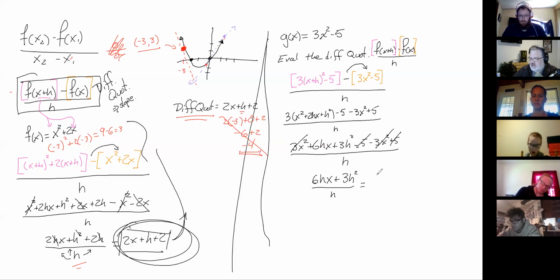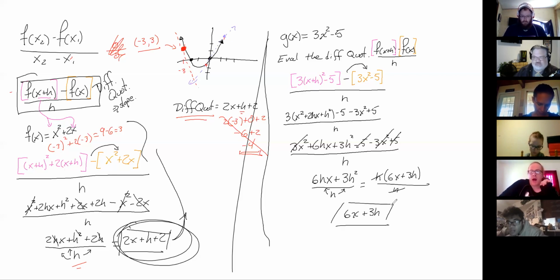Some people even, frankly, like to take the step of factoring out that h so they can do this canceling all at once. If you like doing it that way, it's a perfectly fine way to do it. If you like what I did before, that idea of dividing the h into both terms, either way, we should end up with the nice 6x plus 3h. And that's our evaluated difference quotient.